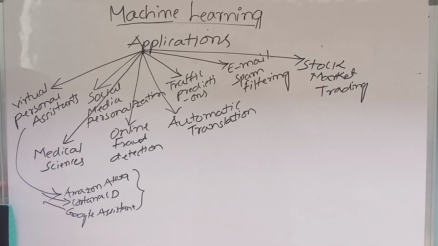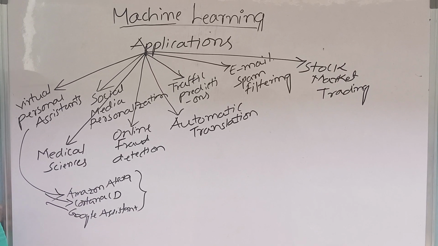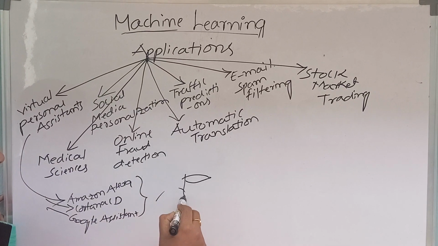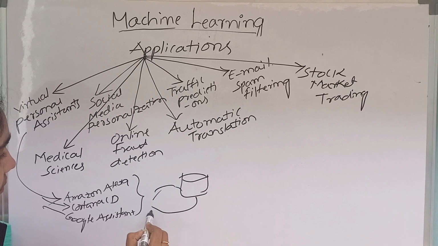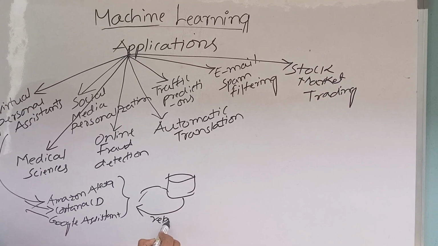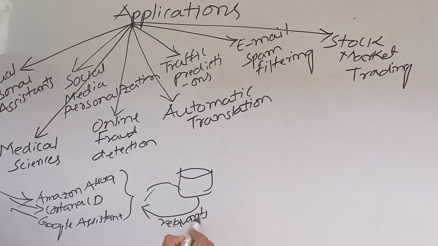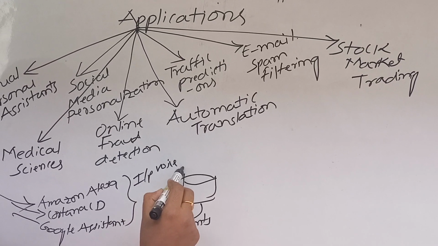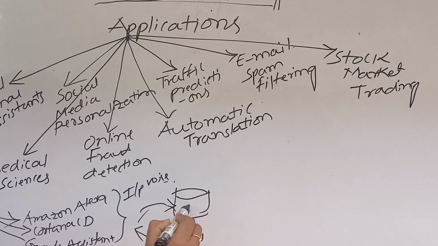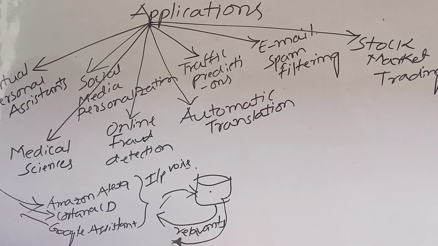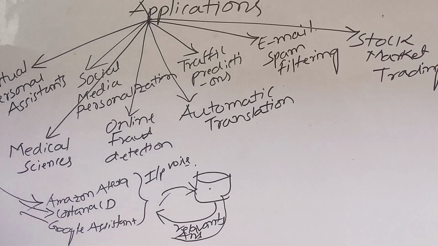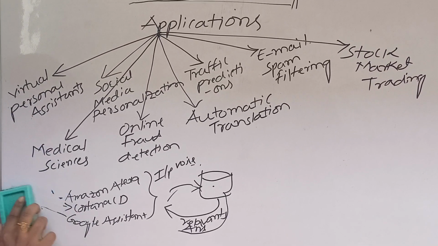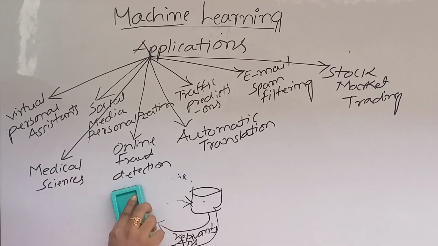So let's see how it works. It records our voice commands and refers to the database and gets relevant answers. So the input is a voice command, it goes to the database, searches and gets the relevant answers. This is how virtual personal assistants work.